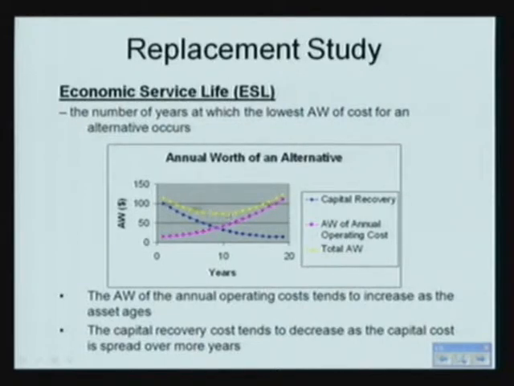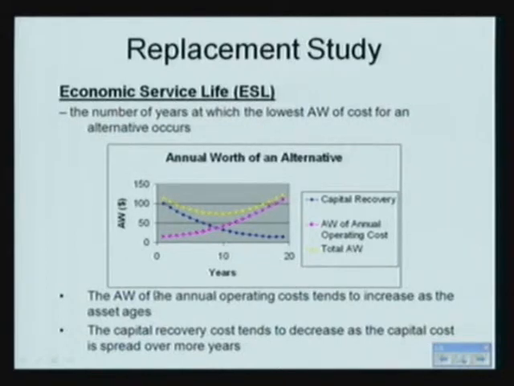Okay. Well, why do we have this sort of bathtub-shaped curve? Let me explain it to you. There are two major components that make up this annual worth or annual cost curve. One is the capital recovery, that's this blue one going down, and the other is the annual worth of the annual operating cost, in sort of magenta, going up. You add these two together, and you get this yellow curve, the total annual worth.